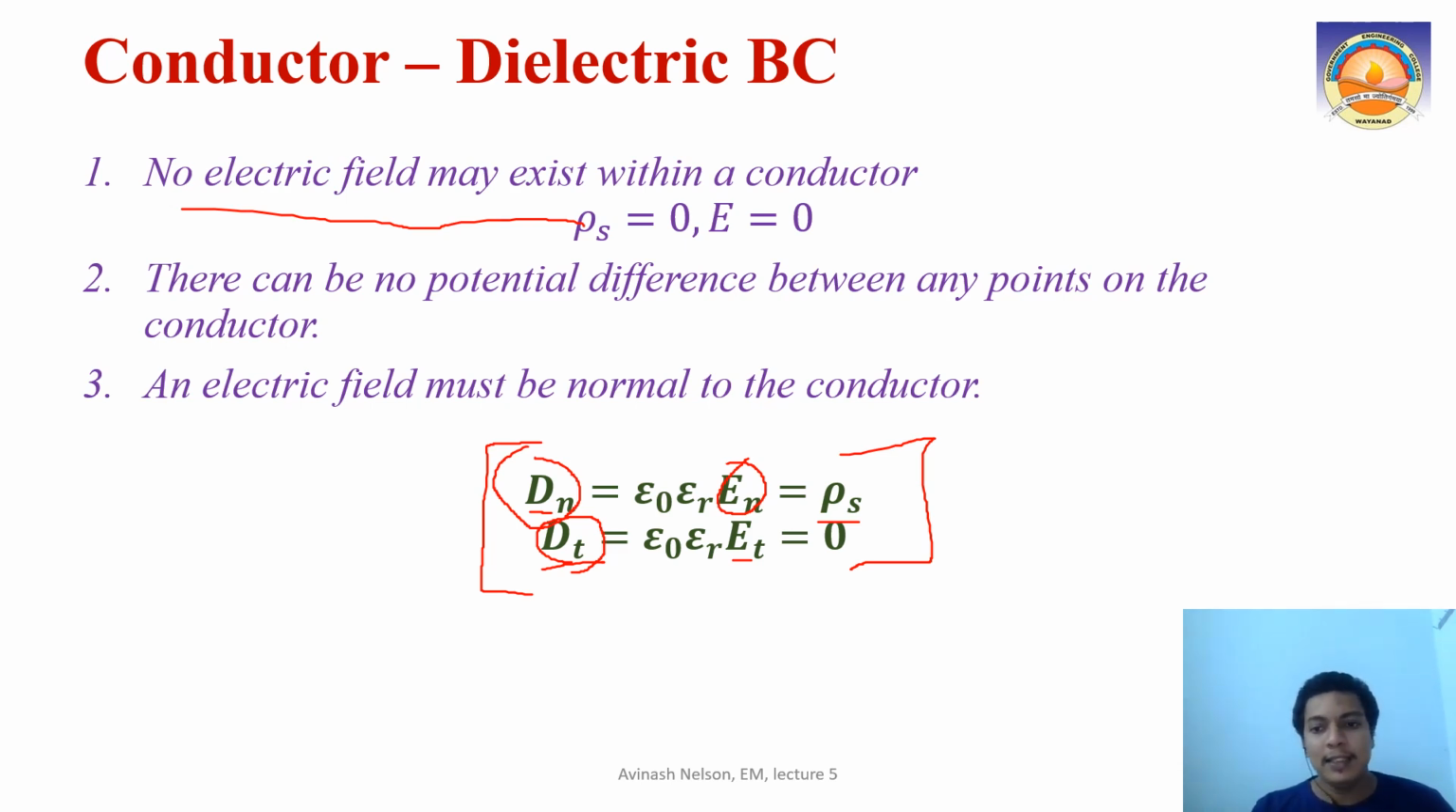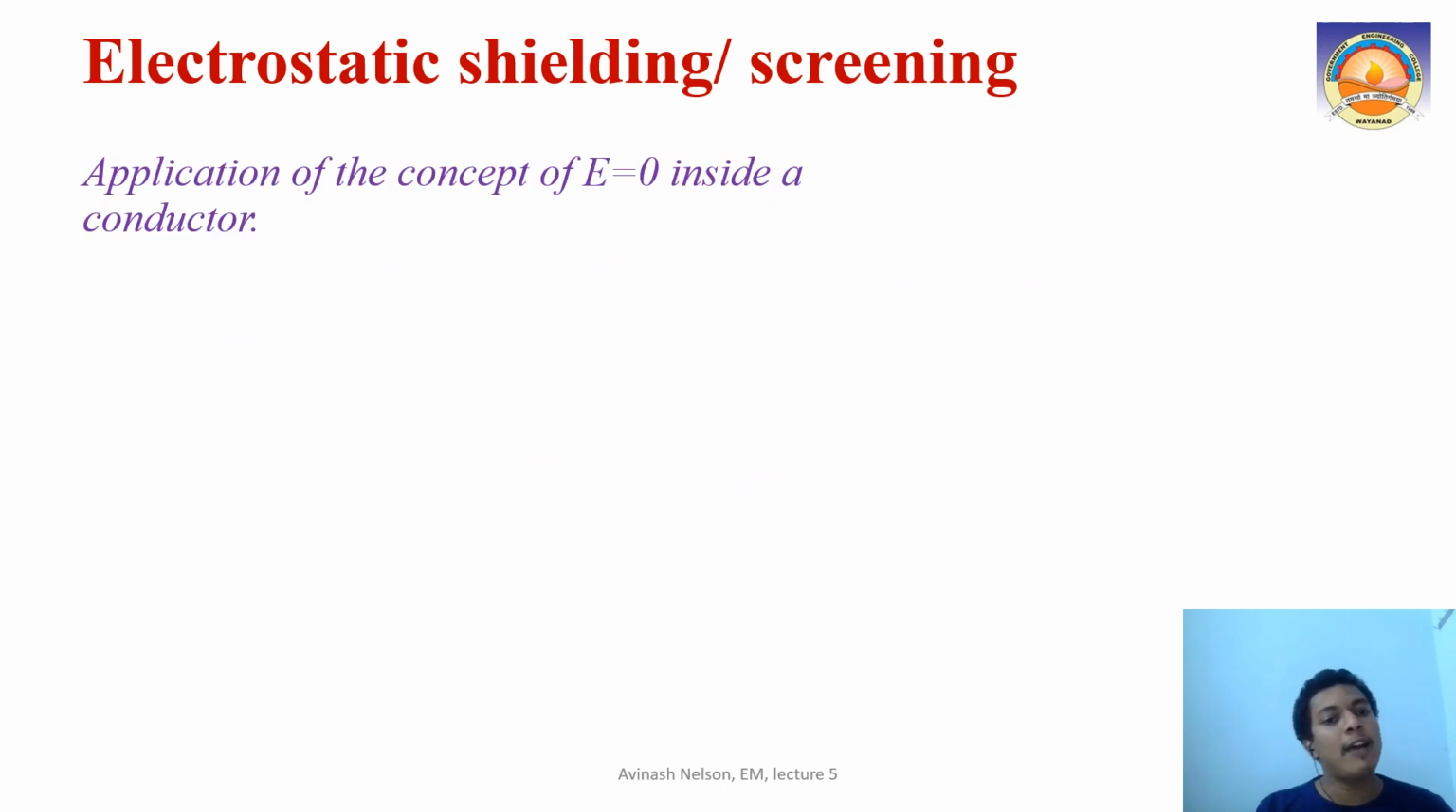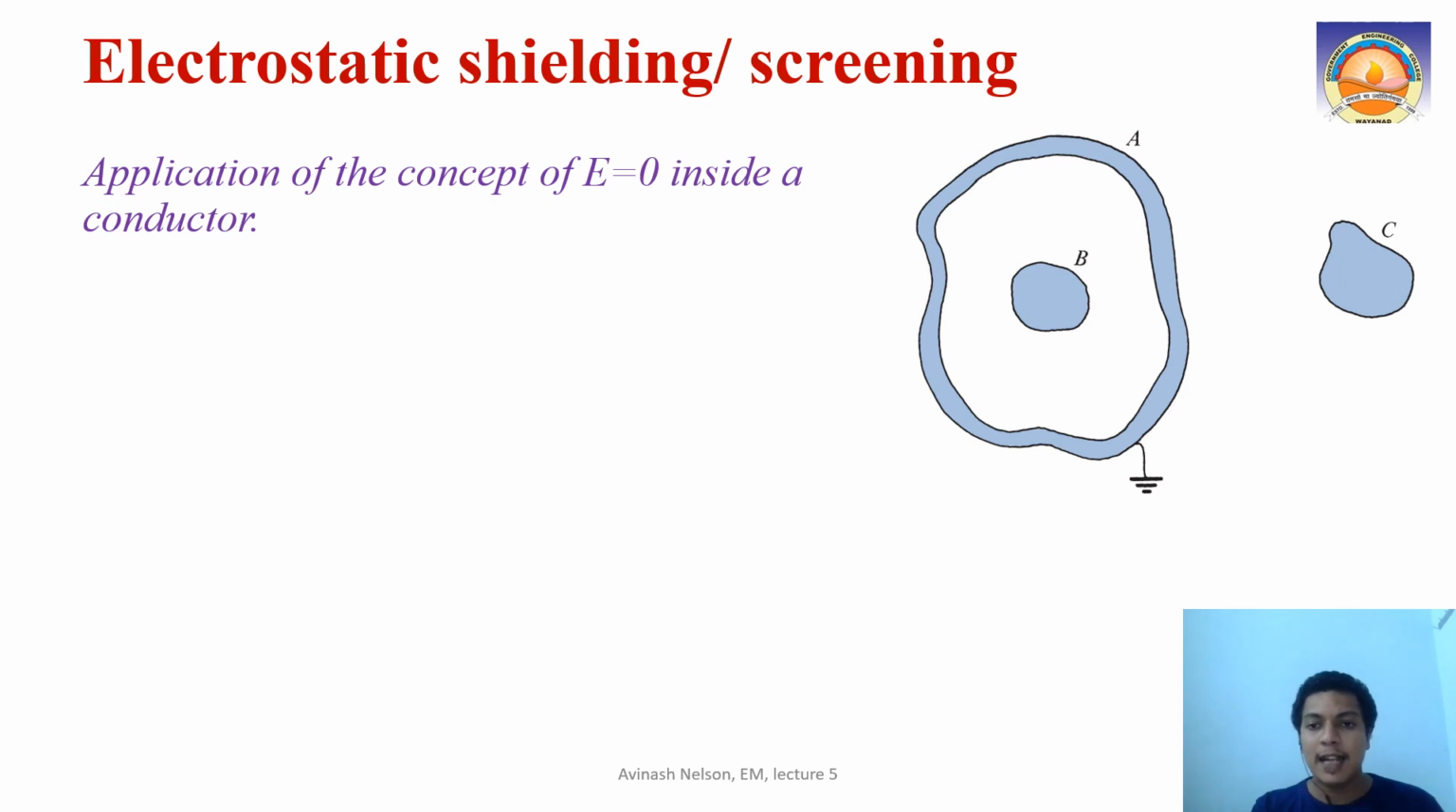That is an interesting thing: you only have a normal component, and you will not have any charge inside the conductor, so rho s will be equal to 0 and electric field intensity also will be equal to 0. This particular property has an application which is called electrostatic shielding or screening. As you can see here, you have a conducting surface, these blue surfaces.